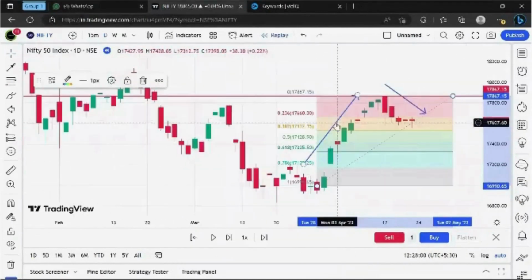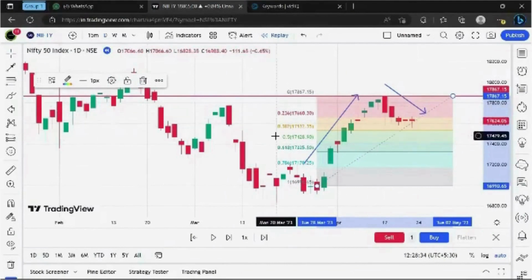So now let me just zoom in, and you can see over here the market is giving you support and resistance based on the Fibonacci ratios. You see over here 0.236, 0.382, 0.5. These are all the golden ratios which are acting as the retracement levels. And since we are using this tool in an uptrend, these ratios will act as support.